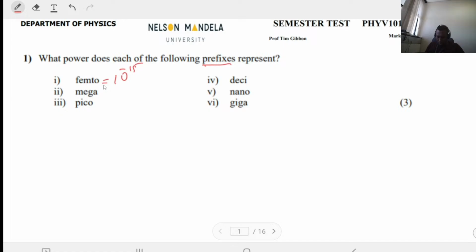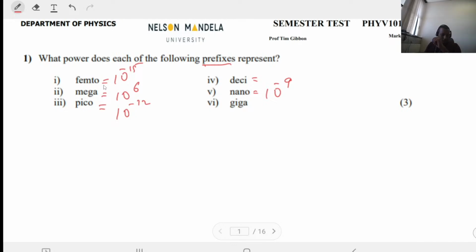If I go down, mega, you know this one is 10 raised to 6. Megabyte, kilobyte, 10 raised to minus 3. Mostly with data, we know these ones. Pico, what do you say? Pico is also very small. It is 10 raised to minus 12. Picometer, the small nanometer, 10 raised to minus 9. Nano is 10 raised to minus 9, pico is 10 raised to minus 12, femto is 10 raised to minus 15. You could continue up there.